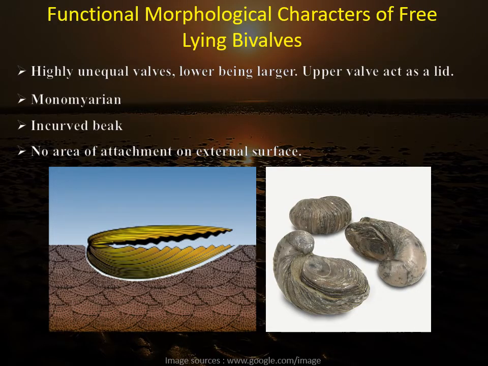The next mode of life to be discussed is the free-lying bivalve. So these free-lying bivalves have exactly the same morphology as the cemented forms. That is, they also have highly unequal valves. The lower valve is larger, and the upper valve acts as a lid. It is also monomyarian, that is, a single large adductor muscle scar which also occurs slightly posteriorly. They have a slightly incurved beak. We know that it is the beak or near-beak condition where the dentition occurs, and this is the place where the two valves are attached.